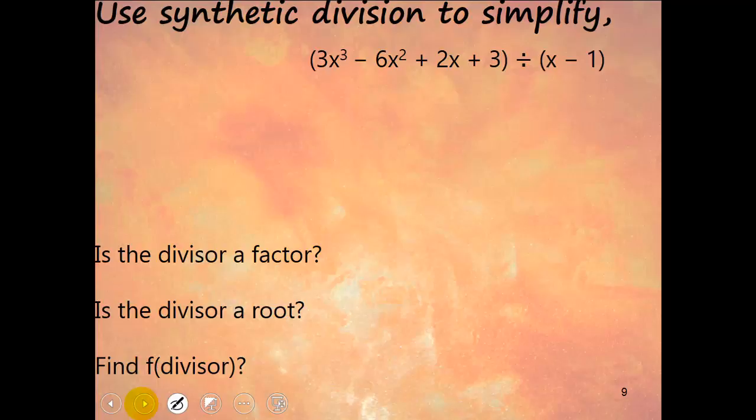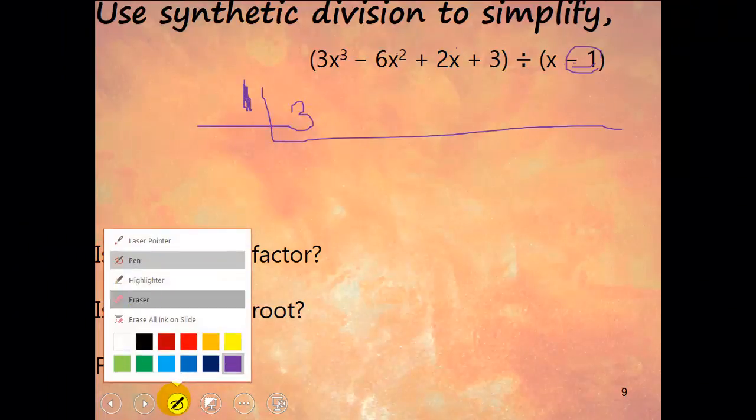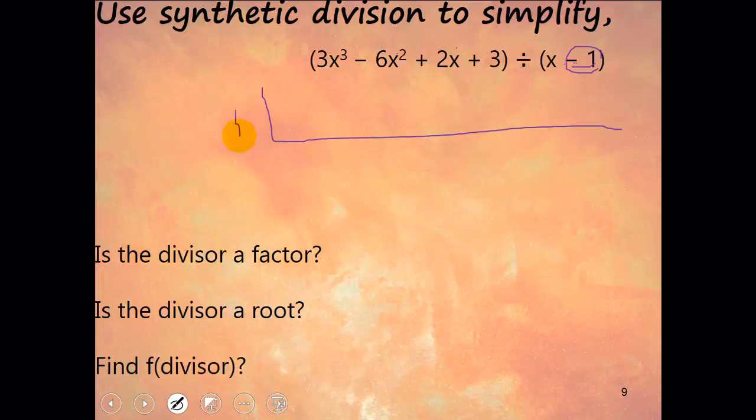All right, so let's try this one more time. We'll do this together, and then we'll answer the questions. Is the divisor a factor? Is the divisor a root? And then find f of the divisor, okay? So I'm going to put a 1 out as my divisor. It's the opposite of this one right here, opposite. I have 3, 2, 1, 0. Those are my powers, and I'm not missing anything. So I have a 1 here, and this is 3, negative 6, 2, and 3.